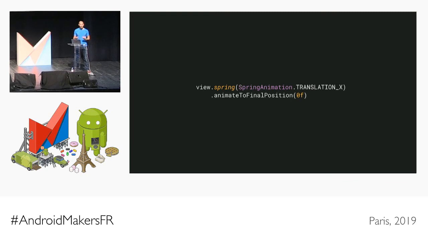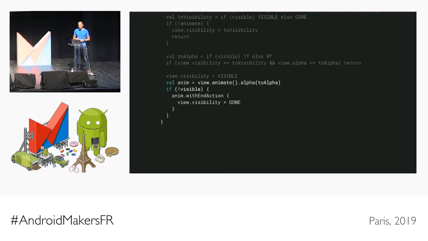And the cool thing I found with this kind of extension function is it makes the call site super simple. On any view, I just call springOf translationX, and then when I get access to this newly created or already running animation, you can call that animateToFinalPosition API. It's a neat way to tuck it away. So let's go back to our binding adapter example and take a look at what this looks like in this world.